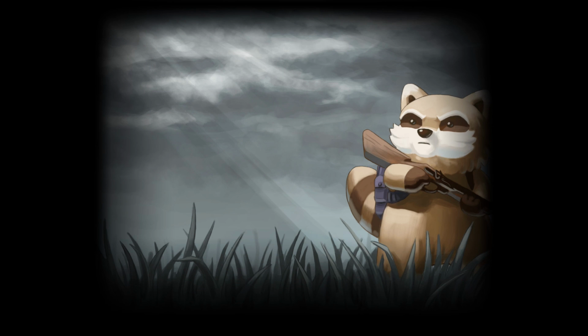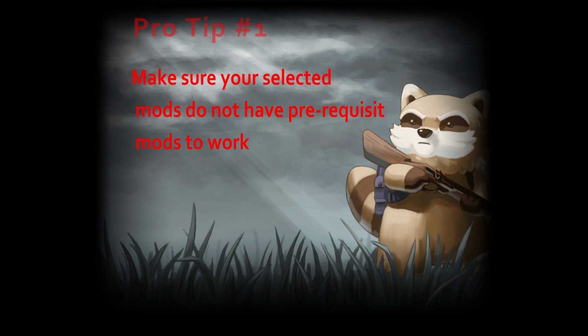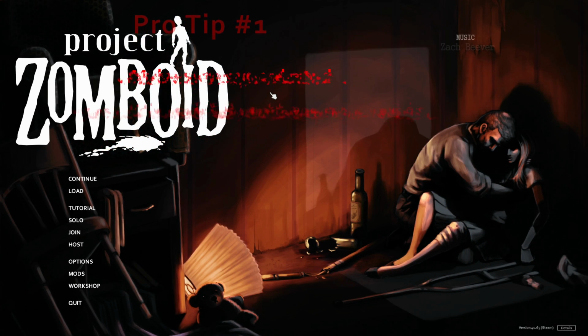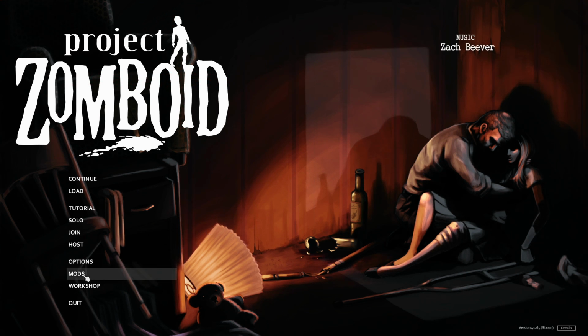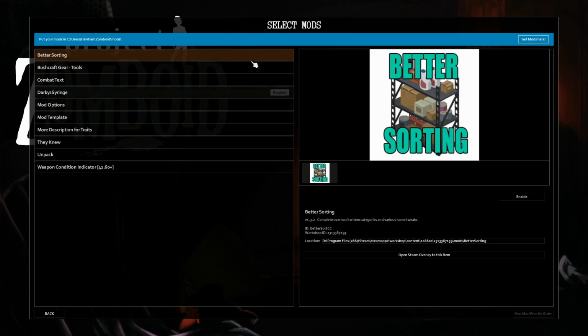Before we take a look at that, here's pro tip number one. Read the description of your selected mods and see if there are any other required mods that your selected mods need to work. When you first load the game, you will see a Mods option near the bottom of the list. If you click this, you will see a list of all the mods you are subscribed to. To enable and disable the mods, just click the Enable Disable button to the right of the mod.